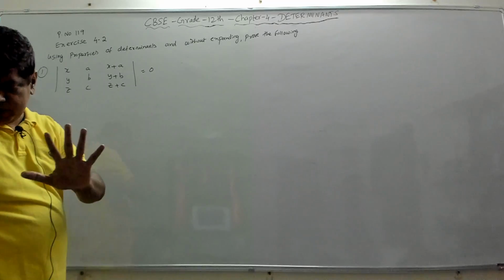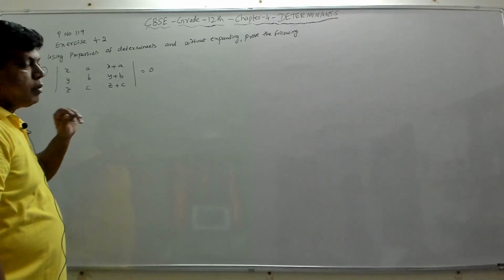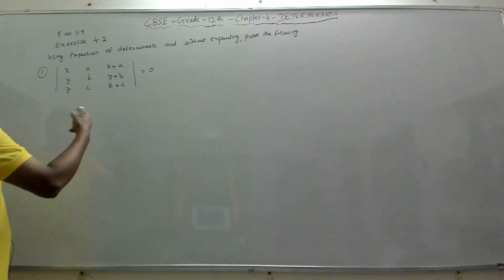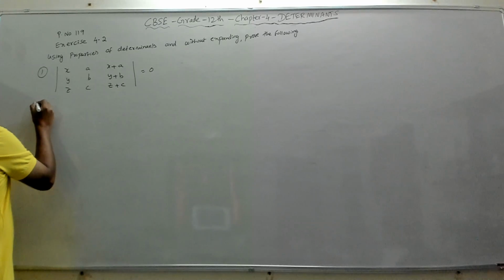So there are 5 problems where we have to prove without expanding. You should not expand the determinants. And we have to use the properties to prove that the value of this is equal to 0. So how do we prove this? So, solution.